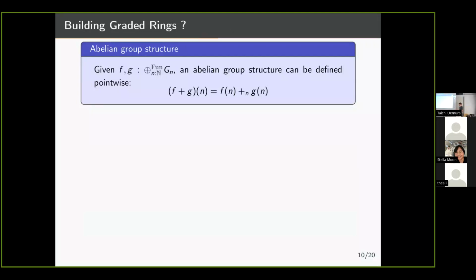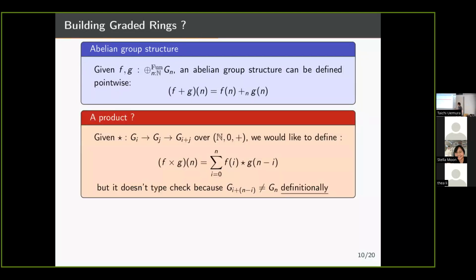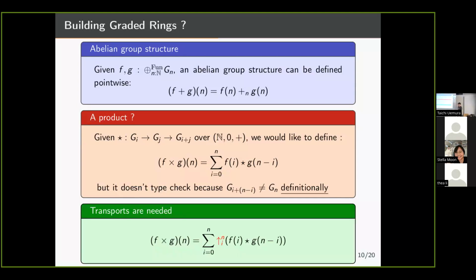But the real issue arises when you start trying to define the product. Indeed, you would like to say that given a graded operation, the product is just the sum, sigma, of all the pairs f_i star g_(n minus i), because this way you end up in G of i plus n minus i, which should be G of n. The issue is that in HoTT, this will only hold up to a path and not definitionally. So basically, all of those objects belong to different types.